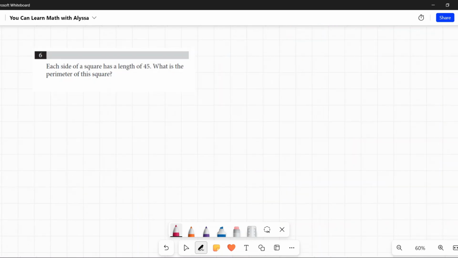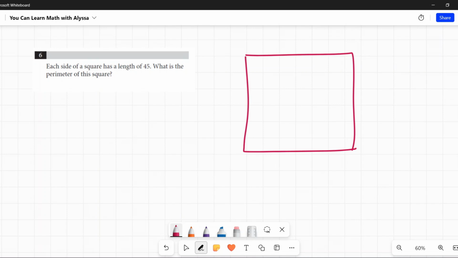Number 6, each side of a square has a length of 45. I'm a firm believer. I always draw the shapes if they're not there. Each side has a length of 45. Okay, so I have my square and each side has a length of 45. What is the perimeter of this square?